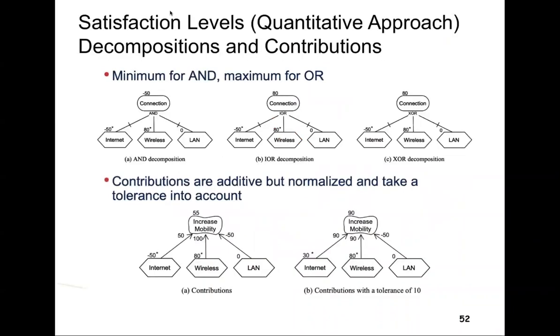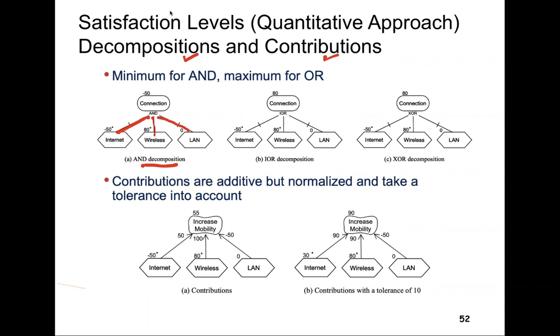Now let's see how the quantitative approach could be used to propagate satisfaction level from one level to another using either the decomposition or the contribution links. As you can see in the following graph, we have an AND decomposition. So assume I have 3 tasks. The first task is called internet, the second one is called wireless, the third one is called LAN. So a connection could be guaranteed by internet and wireless communication and a LAN. So that's why the decomposition is AND.